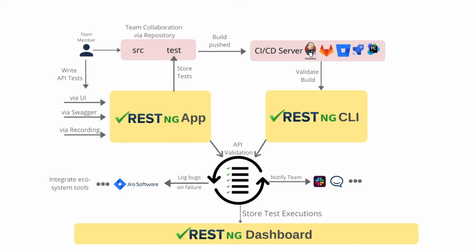Finally, the VREST-NG application can be integrated with any ecosystem tools which you are using. For example, you may integrate it with defect tracking tools like Jira, Bugzilla. You may integrate it with notification or messaging tools like Slack, HipChat, or you may integrate it with test case management tools like TestSail or Zephyr. So it will save you the manual effort of logging Jira defects on API failures.